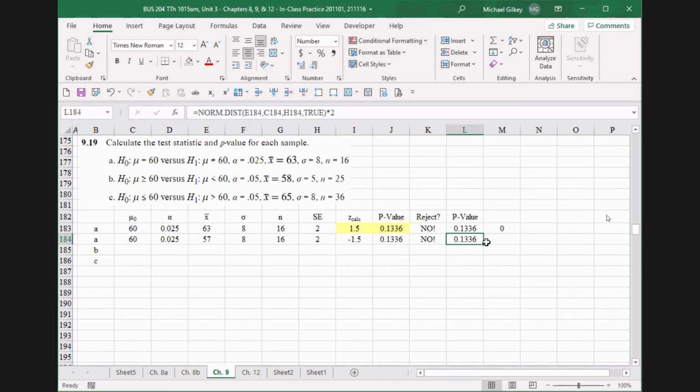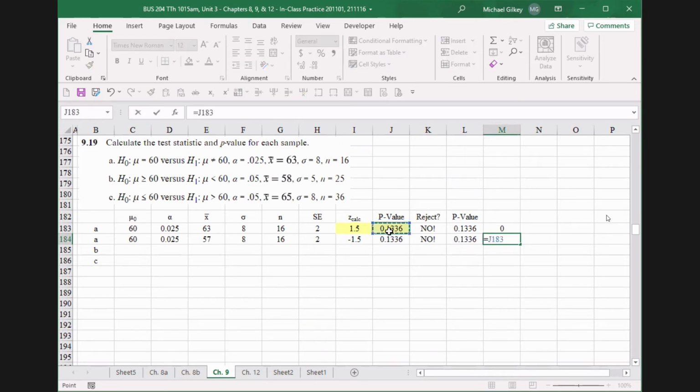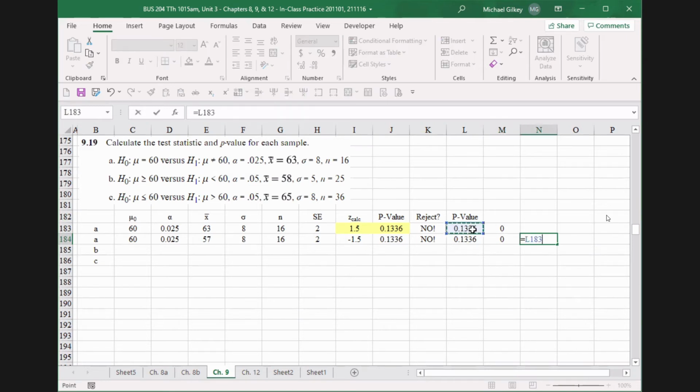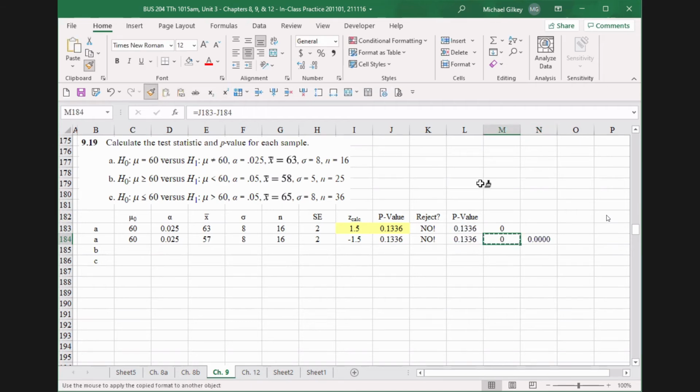And then we can check and see, are those two numbers equal? Do a format copy here, it's easier. They're exactly the same. How about these two? Are those two numbers equal? Format copy. They're exactly the same.